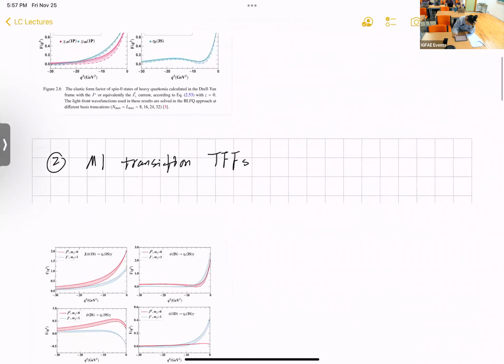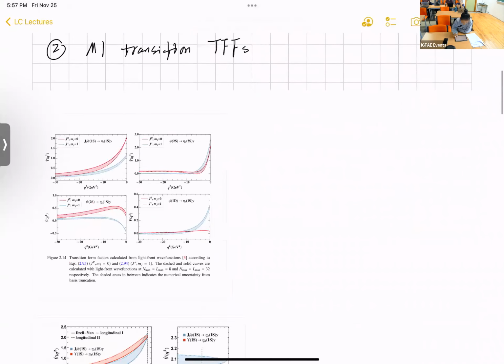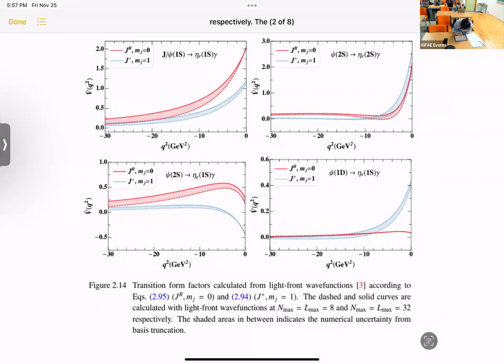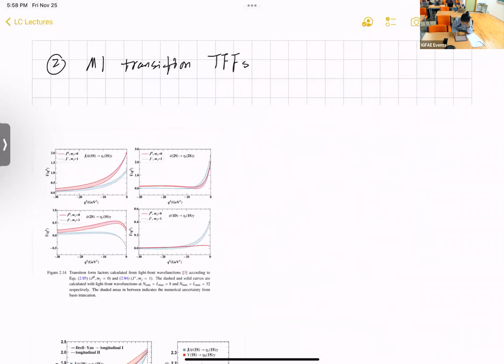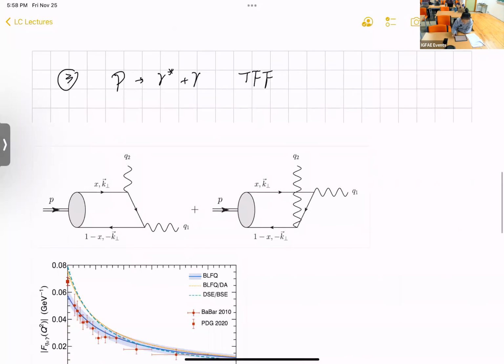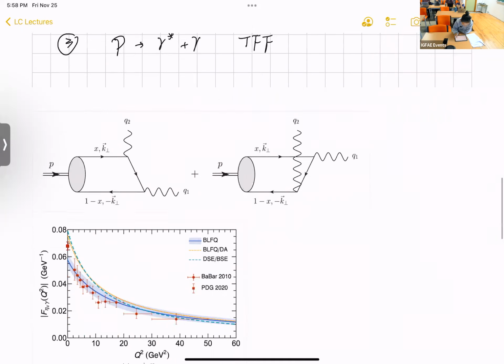And as I told you, the same technique would apply to transitions. For example, in the spin 0 to spin 1 transition, the transition between a spin 0 and a spin 1 meson, this would tell us about the overlap of the wave functions between two different meson states. And with the same technique, one could study various electromagnetic processes, for example, a pseudoscalar decaying into 2 photons.